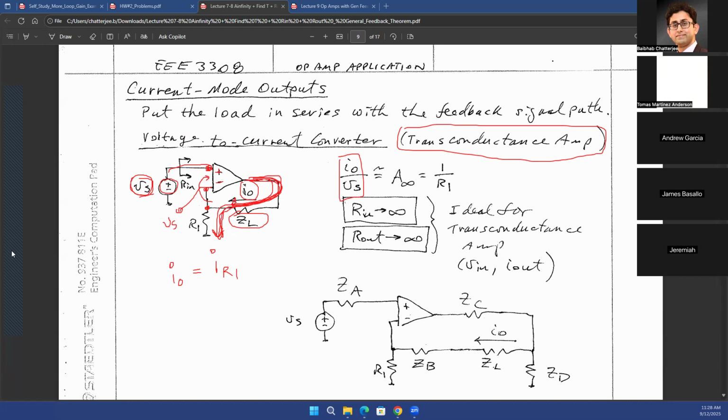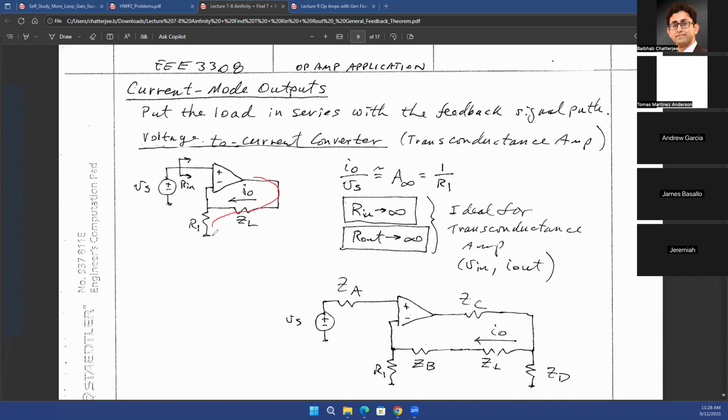Let me clear this up once again. So this is the current that is flowing. IO is the same as the current that is flowing through R1. What is the voltage across R1? The top terminal of R1 is equal to Vs due to the virtual ground property. So Vs over R1 is equal to IO. So if you want to find IO over Vs, which is the transconductance gain, output over input, that is going to be 1 over R1. So this is your transconductance gain.